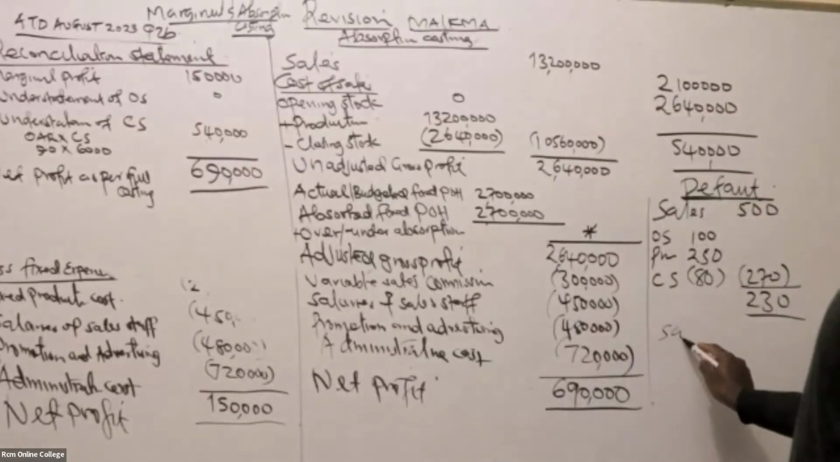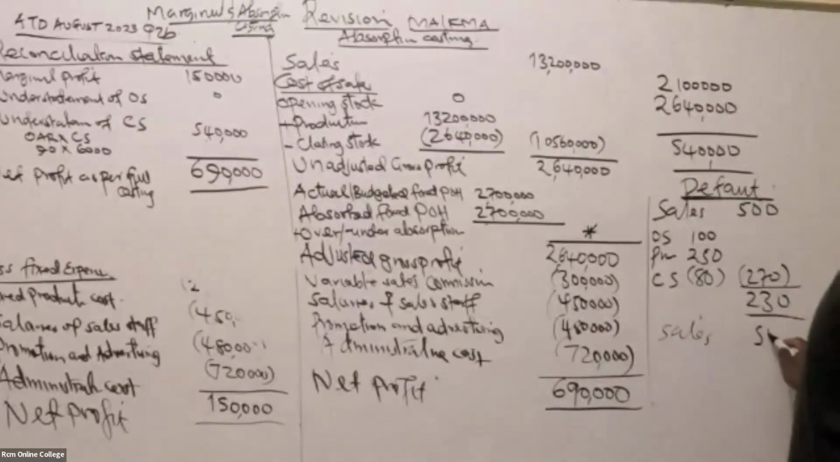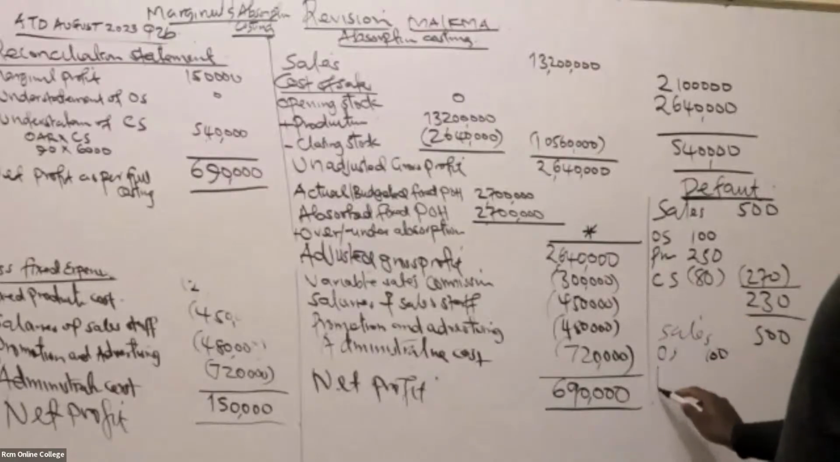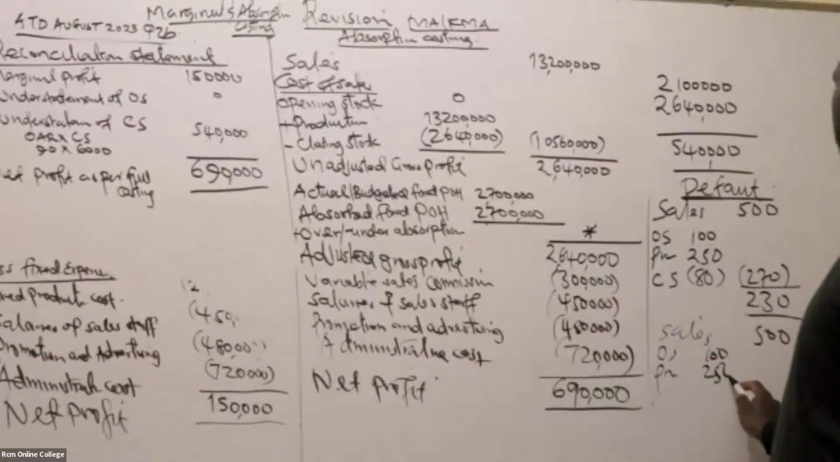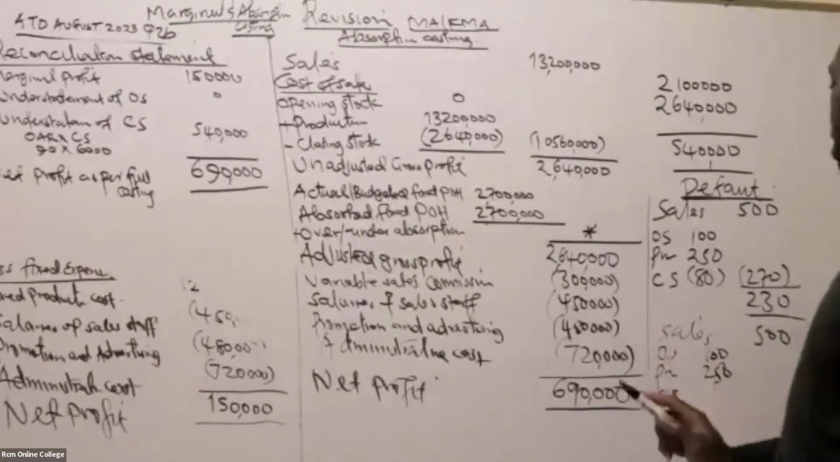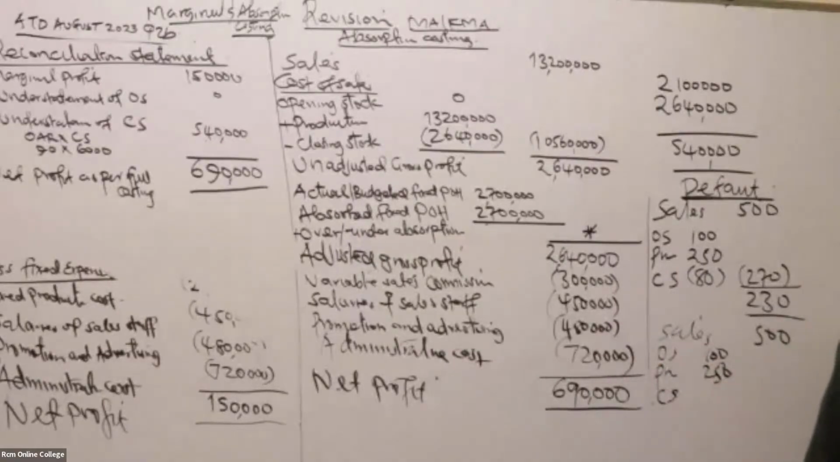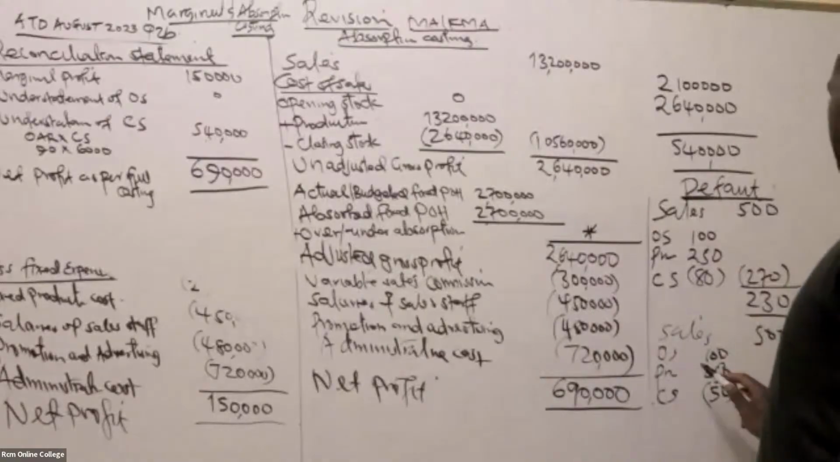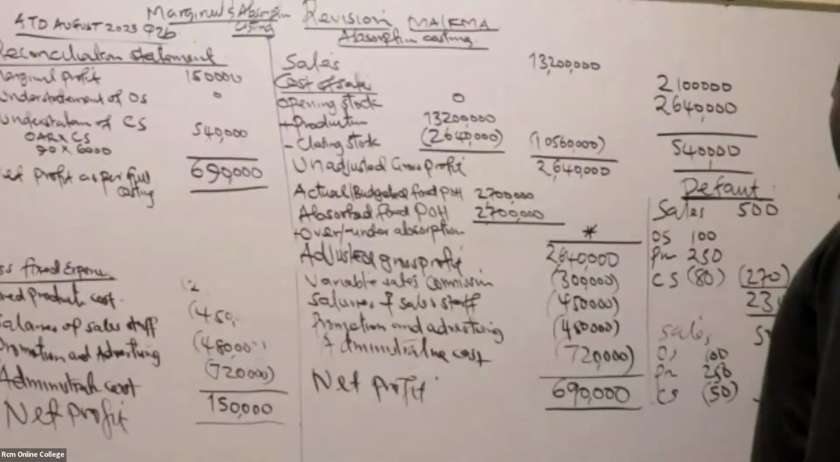So our sales is not affected this time around, it's 500. Opening stock is still 100. Production is still 250. Then now closing stock, we want to understate it by 30 to 50. So what is the cost of sales? 100 plus 250, that is 350. Minus 50, 300. What will we have here? It will give us 200.